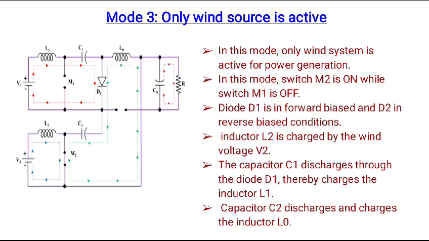In mode 3, only wind source is active. In this mode, only wind system is active for power generation. In this mode, switch M2 is on while switch M1 is off. Diode D1 is in forward biased and D2 is in reverse biased condition. Thus, inductor L2 is charged by the wind voltage V2. The capacitor C1 discharges through the diode D1, thereby charges the inductor L1. Thus, the capacitor C2 discharges and charges the inductor L0.